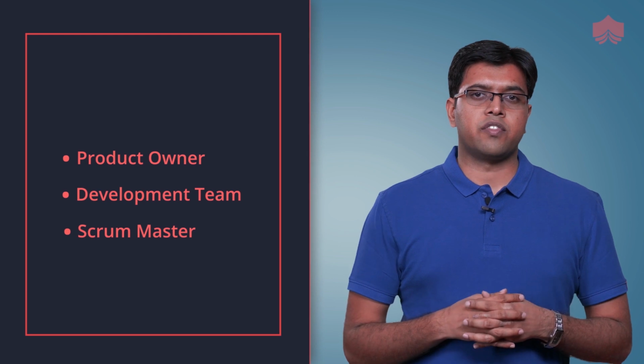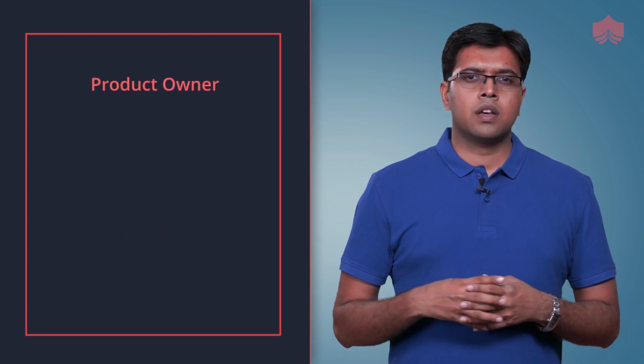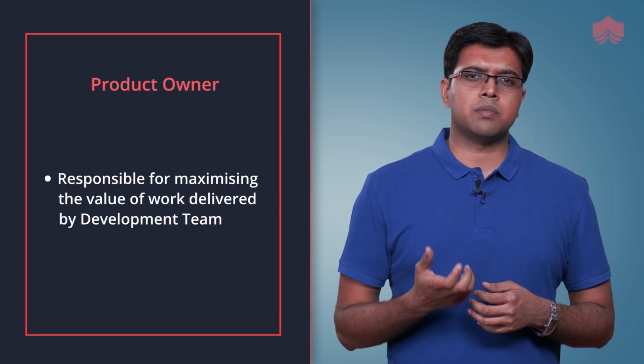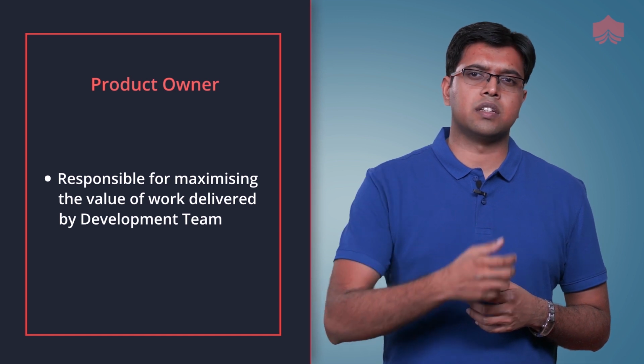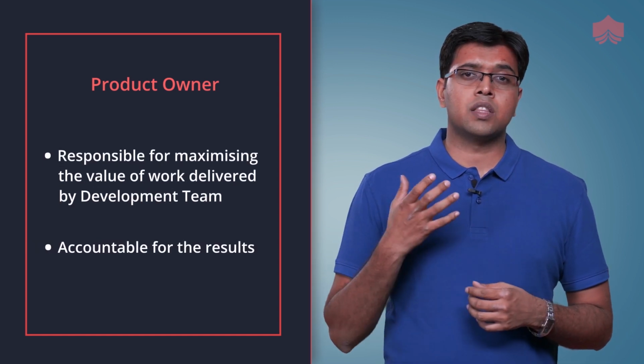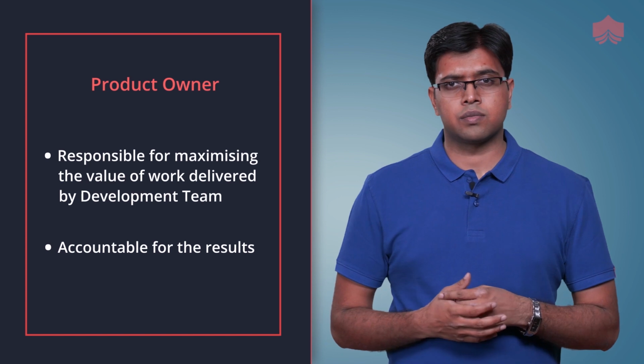The first Scrum role that we have is the product owner. The product owner is responsible for maximizing the value of work delivered by the development team. They are the ones who are accountable for the results. A product owner is a single person, and although they may represent the views of a stakeholder committee, it always needs to be a single person so that any conflicts can be resolved with regards to the requirements that have to be developed by the development team.